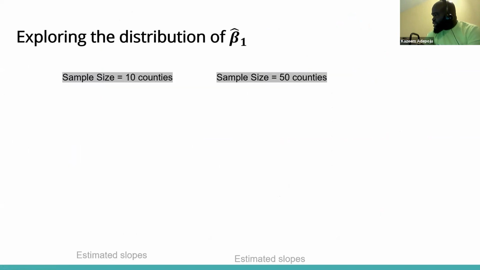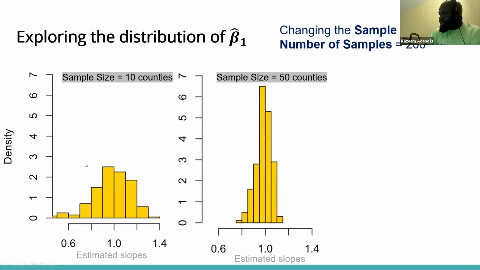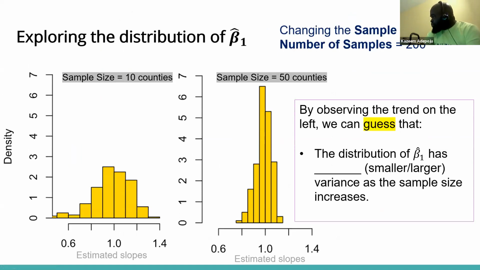I'm going to show you right now. Compare this shape with this shape. So we change from 10 counties to 50 counties, but we go into that population 200 times. Now, by observing the trend on the left, we can guess that the distribution of beta 1 has dash variance as the sample size increases.